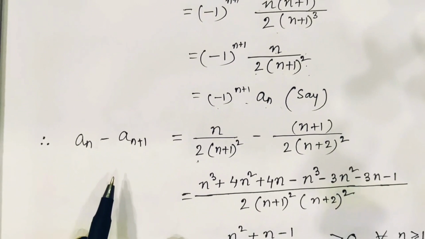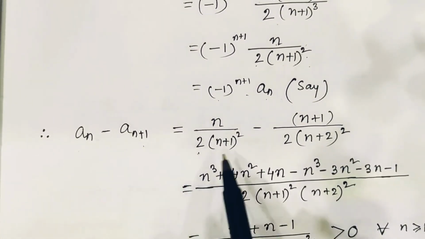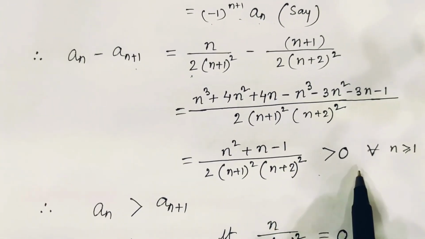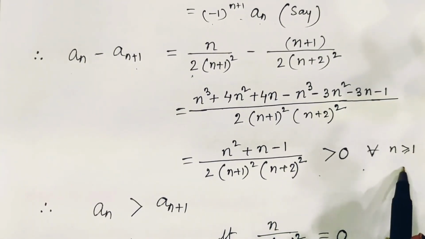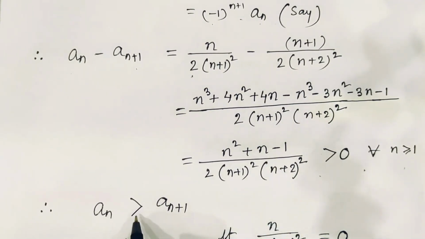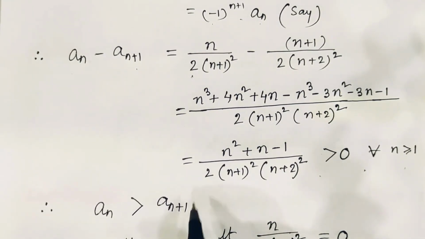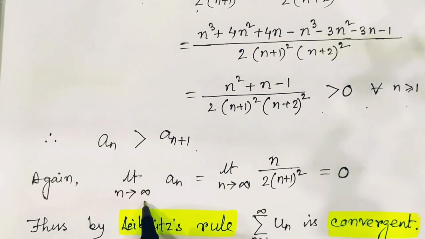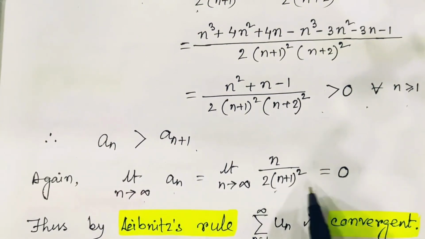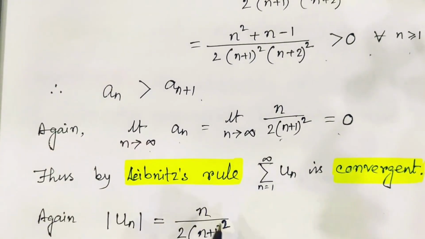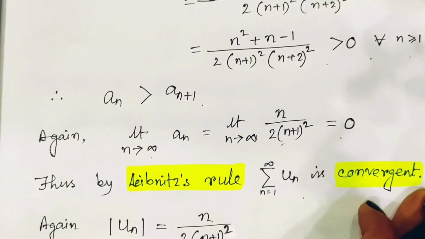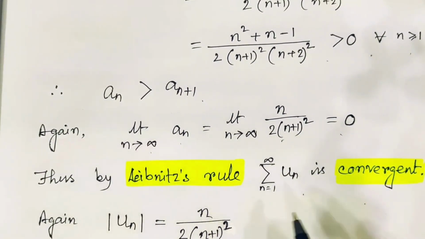Now from here we should find a_n minus a_(n+1). If we do so, after simplification we will find this value is greater than 0 for all values of n greater than or equal to 1. So from here we can say a_n is greater than a_(n+1). That means the given series is a decreasing series, and not only that, if we take the limit as n tends to infinity of a_n, this value becomes 0. So by Leibniz rule we can say the given alternating series is convergent.